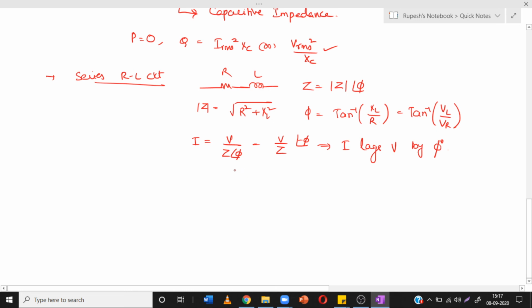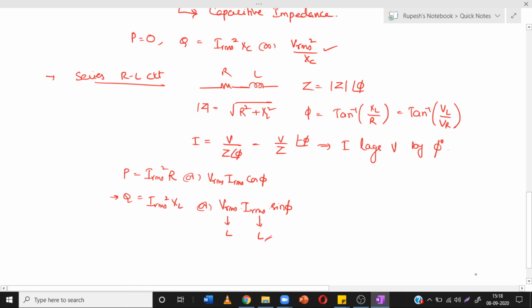So what is leading here? In the RL circuit, as an inductor is present, the voltage will be leading and current will be lagging. Here the real power is I RMS square into R, or V RMS into I RMS into cos phi, and Q will be I RMS square into XL, where Q is the reactive power. So Q is VRMS into IRMS into sin phi. Here VRMS is the voltage across the inductor, and IRMS is the current flowing through the inductor.